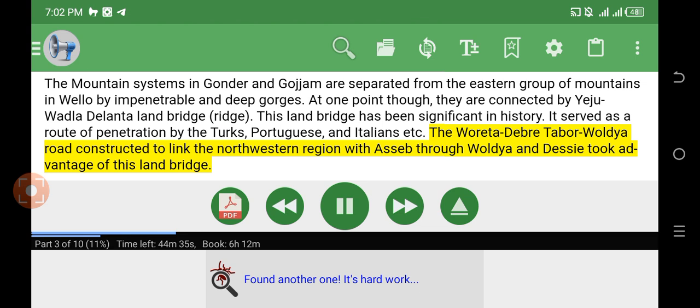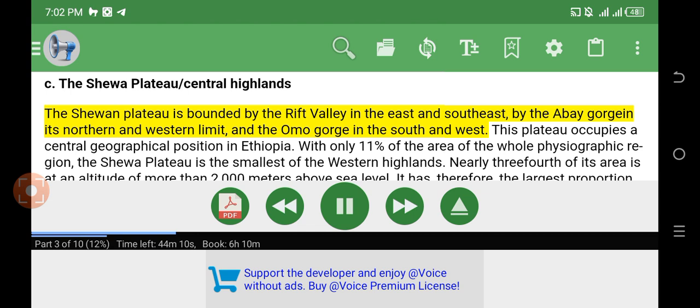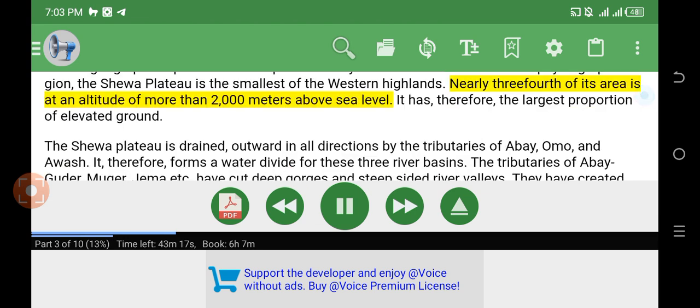C. The Shewa Plateau, Central Highlands. The Shewan Plateau is bounded by the Rift Valley in the east and southeast, by the Abay Gorge in its northern and western limit, and the Omo Gorge in the south and west. This plateau occupies a central geographical position in Ethiopia. With only 11% of the area of the whole physiographic region, the Shewa Plateau is the smallest of the Western Highlands. 3/4 of its area is at an altitude of more than 2,000 meters above sea level. It has, therefore, the largest proportion of elevated ground.